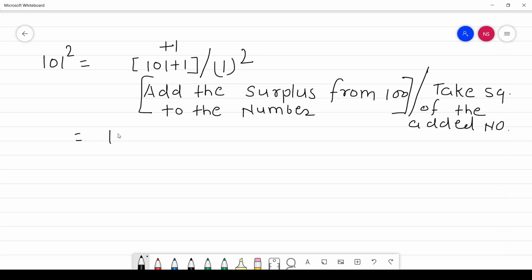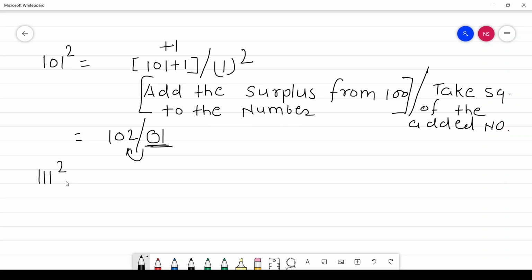Here the answer will be, we have added the surplus 1 to 101, so the left part will be 102 and for the right part we take the square of 1, it will be 1. But here one thing we need to keep in mind, that on the right hand side we must get 2 digits. If we get less than 2 digits, put a 0 in front of it. If we get more than 2 digits, take the extra digit as a carry to the left hand side. We will see one more example in which we may have more than 2 digits.